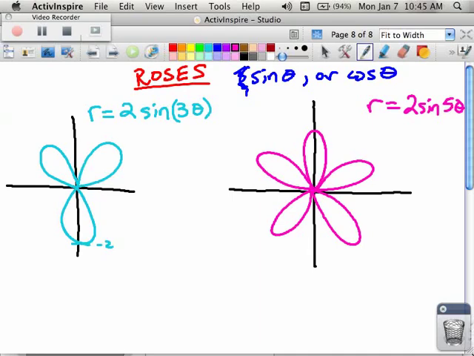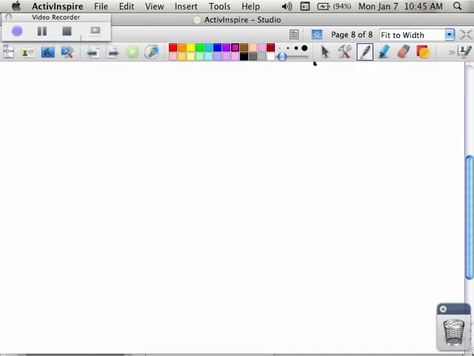And what I want you to notice, after I get done with all 4 of these graphs, is any patterns you might see. I'm moving on to the next ones, and then I'll come back, and then I'll have you think about them. So take a look at them. 2 sine 3 theta, and 2 sine 5 theta. Next 2. And I'll come back. Don't worry, I'll give you a chance to draw them all.